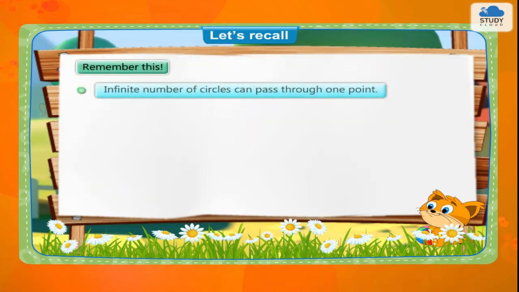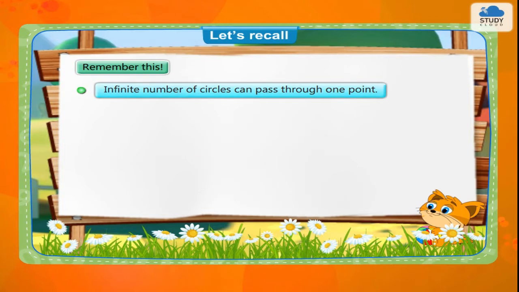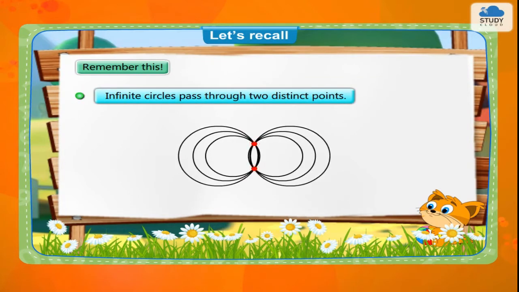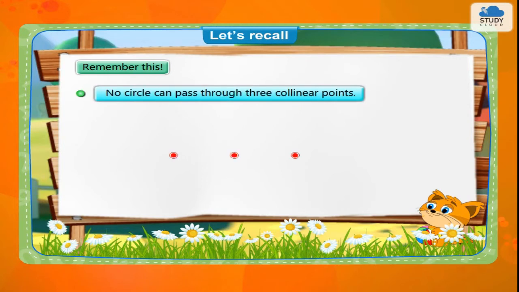Remember this. Infinite number of circles can pass through one point. Infinite circles pass through two equidistant points. There is one and only one circle passing through three non-collinear points. No circle can pass through three collinear points.